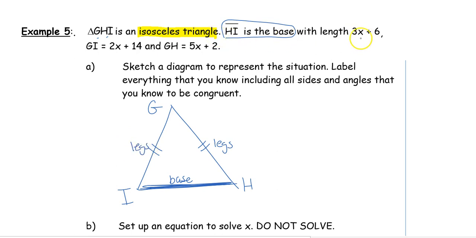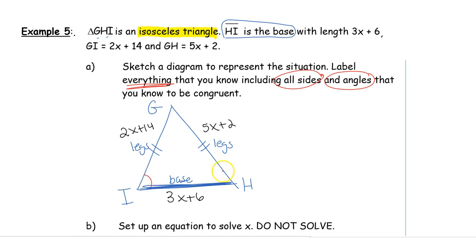We have that HI is the base with a length of 3x plus 6, and GI is 2x plus 14. GH is 5x plus 2. This is another really important question that's going to show up on your test. So when I read through this, it says sketch a diagram to represent the situation. Label everything that you know, including all sides and angles that you know to be congruent. So far, we labeled the two sides that we knew were congruent.